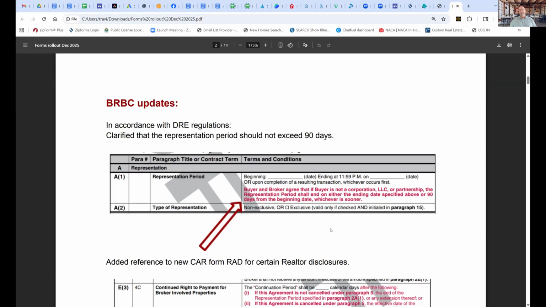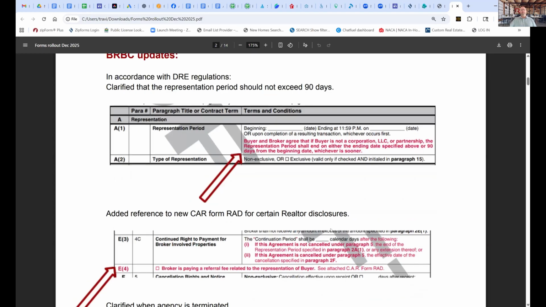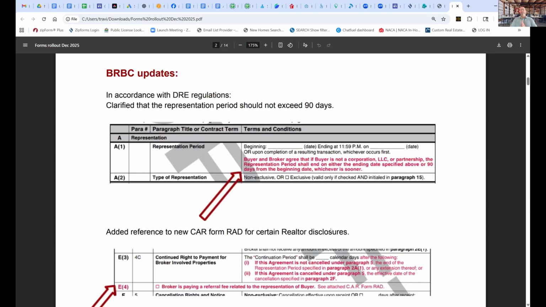But let's go over some of the updates that C.A.R. made to existing forms. There weren't a lot of new forms or anything like that. It was just some minor revisions. Minor or not, they are things that we need to pay attention to as agents.